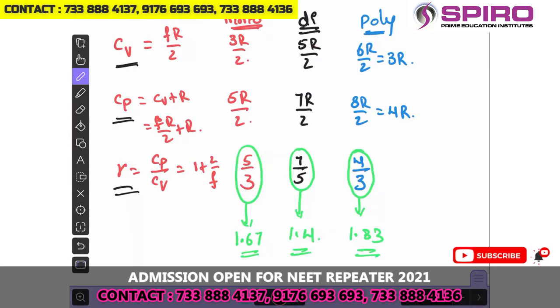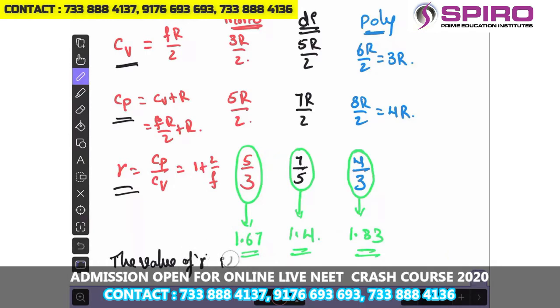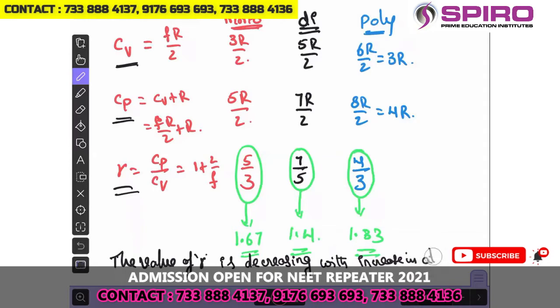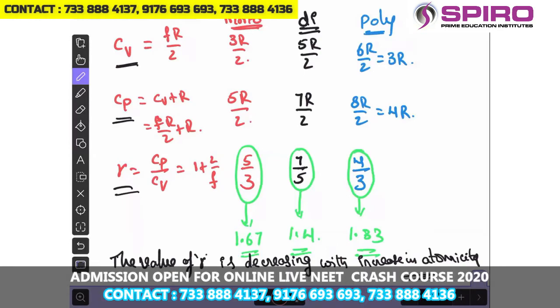The value of gamma is decreasing with increase in atomicity, right? So gamma, the ratio of Cp-Cv ratio is decreasing with increase in the atomicity, right?